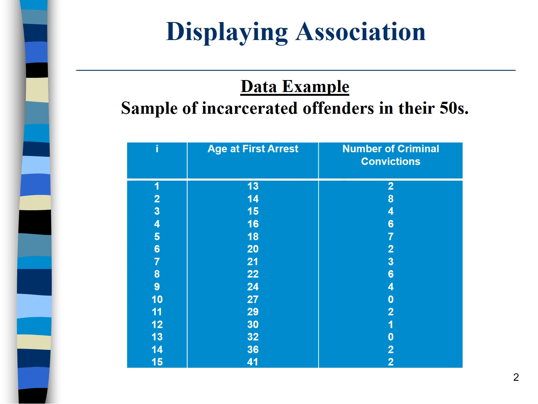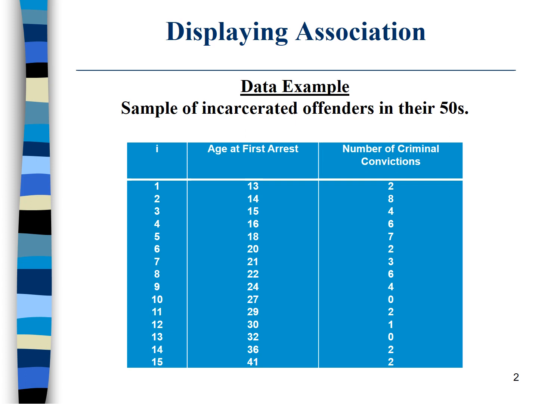We collect the age at which they were first arrested, thinking way back in their life. And also, now that they're sitting in prison in their 50s, how many criminal convictions have they compiled over their lifetime to date? A couple of things to notice here. We are going to be looking not just at one variable at a time, as we did with the univariate analysis that we looked at in previous lectures. Rather, we're going to be looking to see whether or not these two variables are associated with one another. Do they move together in a predictable fashion?